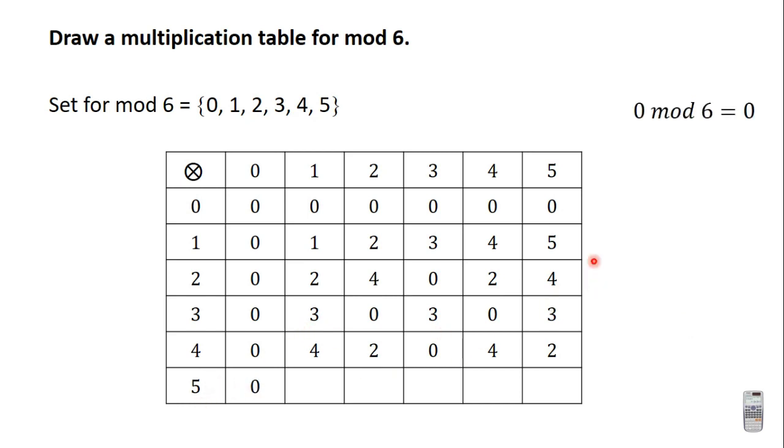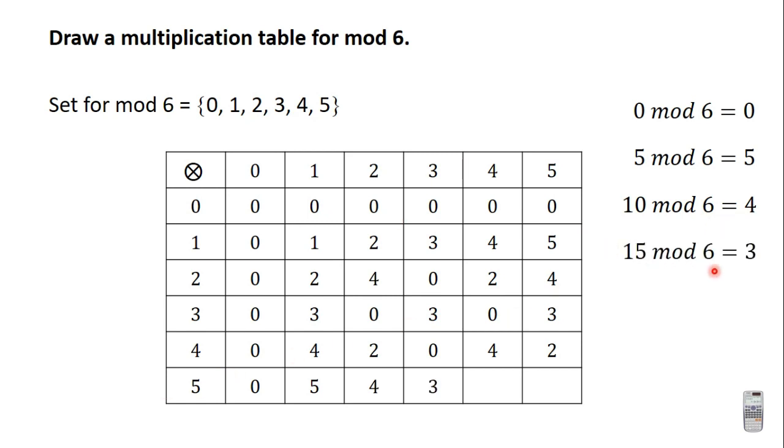We have 5 times 0. 5 times 0 is 0. 0 mod 6 is 6. 5 times 1 is 5. 5 mod 6 is 5. 5 times 2 is 10. 10 mod 6 is 4.